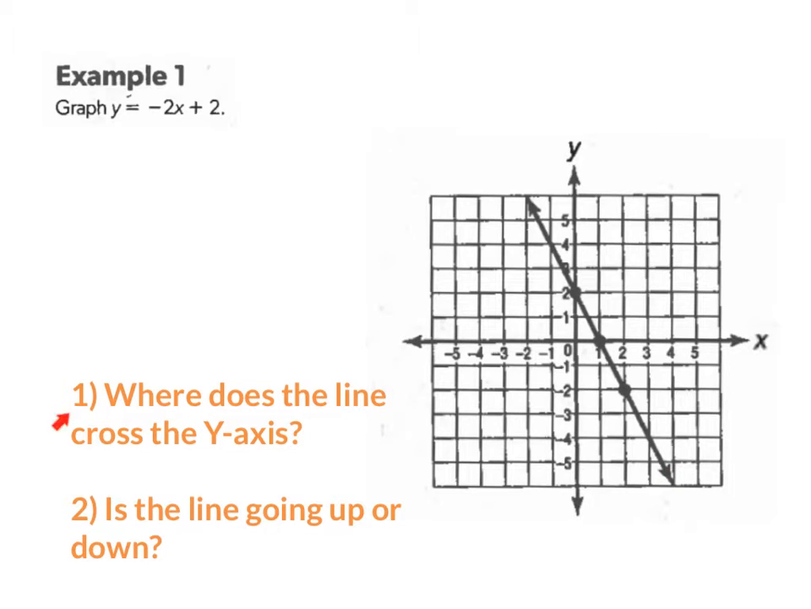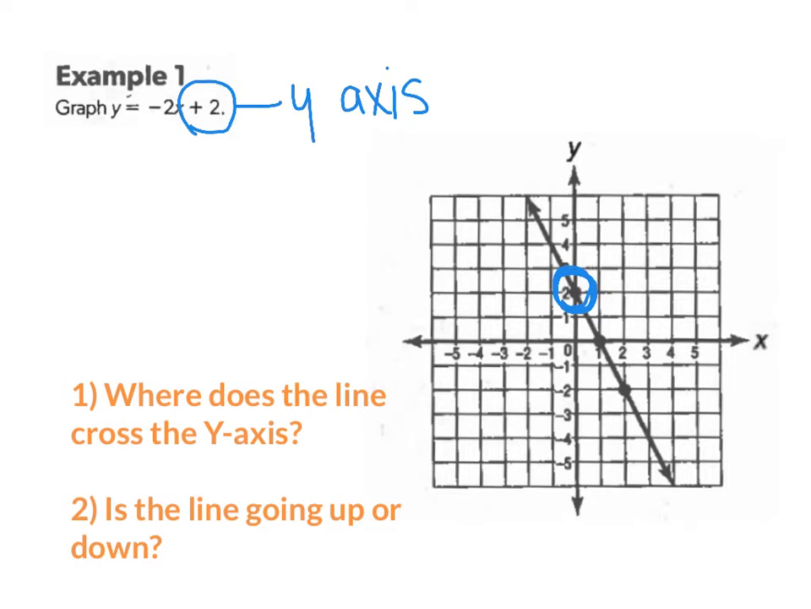The first thing you need to look for is, where does the line cross the y-axis? Well, this one is crossing right here. So that's the first thing I want to look at. It crosses the y-axis right there, which corresponds with the number at the end. So I'm going to label that. It's actually called the y-intercept, but I'm just going to put, this is the number that goes on the y-axis, just to make it a little simpler.